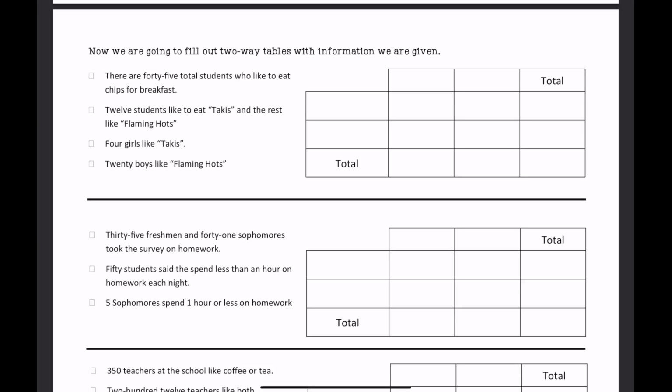Now we're going to fill out a two-way table. Let's read everything we've got so we can figure out what pieces of information we need to fill out here and here. So 45 students like to eat chips for breakfast. 12 students like to eat Takis and the rest like to eat Flaming Hots. 4 girls like Takis and 20 boys like Flaming Hots. So we know that we are talking about Takis and Flaming Hots, so I'm going to put these in here. And then we know we're talking about girls and boys. So those are the 4 different categories.